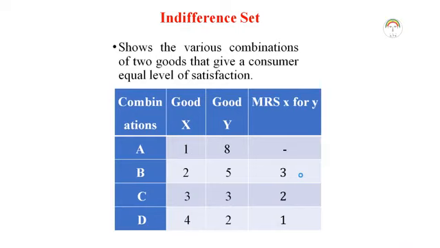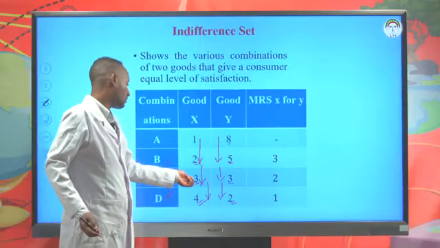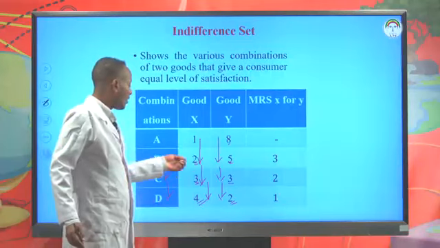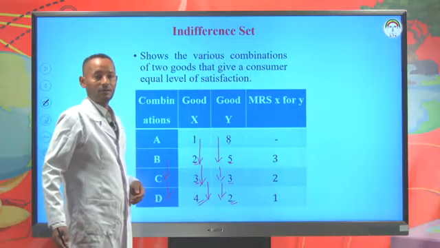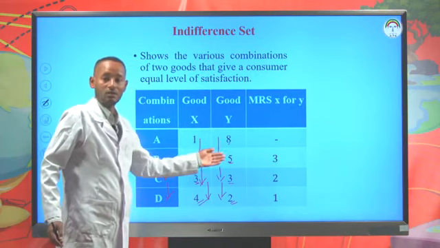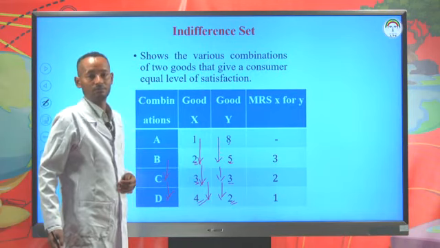From combination B to C, the satisfaction that we get from 2 oranges and 5 bananas is equal to the satisfaction that we get from the combination of 3 oranges and 3 bananas. Because as we increase consumption of orange, we are declining consumption of banana.